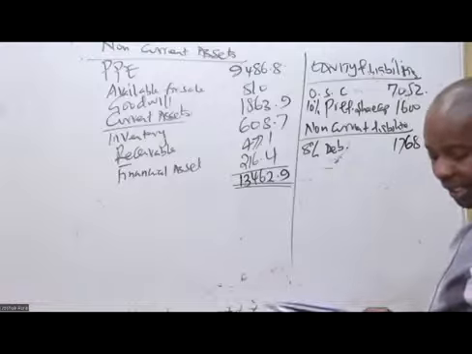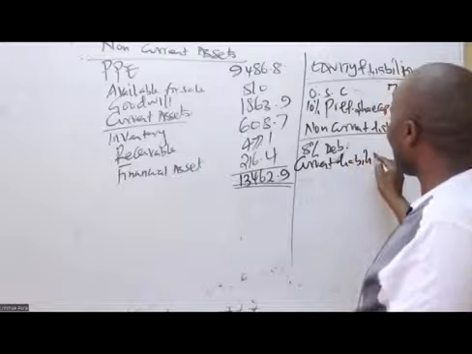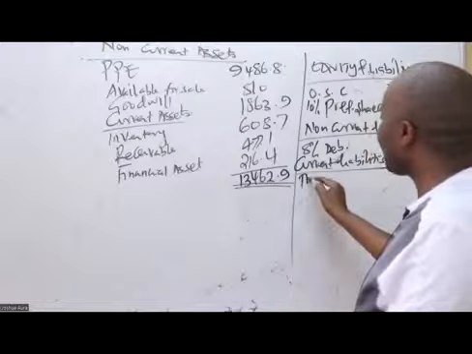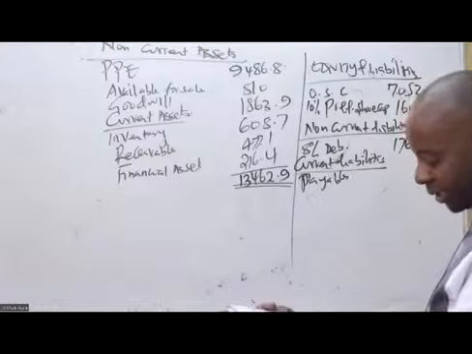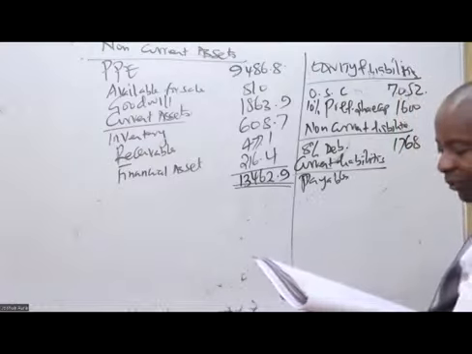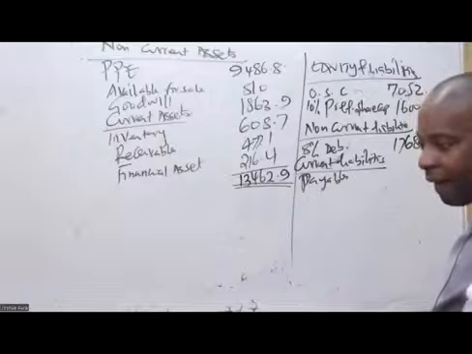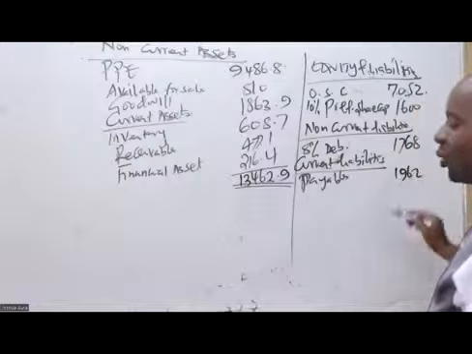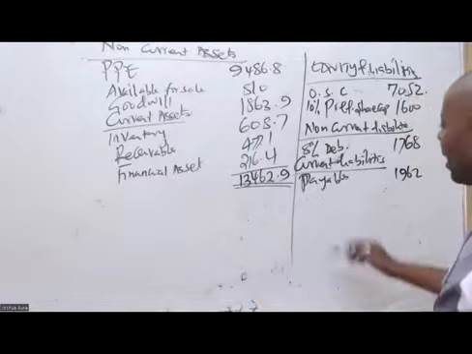1768. And then we got the current liabilities. So we have trade payables. Are you able to remember the figure? Already we have it for payables. 1962, trade payables. 1962. And then we have bank overdraft.